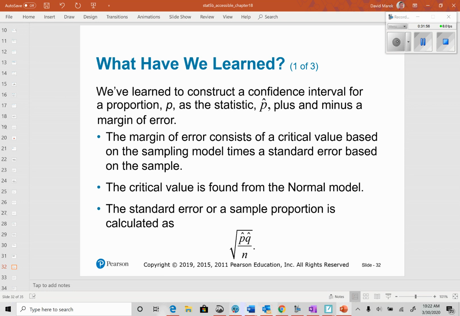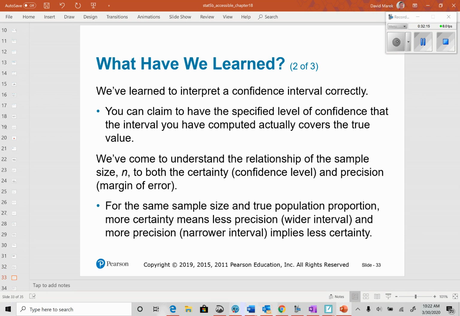So again, critical values are found from the normal model. Margin of error is based on standard error and the critical value. Here's our new little formula for standard error that looks amazingly like standard deviation. We can say we've got a certain level of confidence that we've captured the actual population proportion.